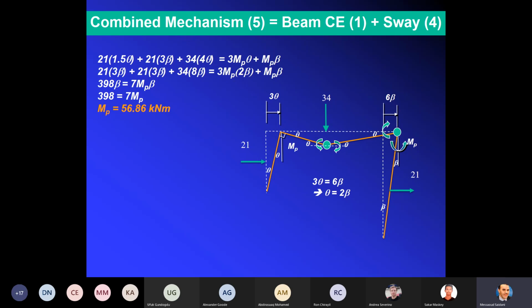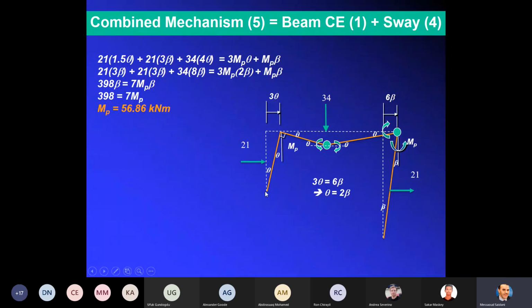Okay, now what's the next thing? The next thing is we need to consider a combination this time. Remember, we have got a beam mechanism on this side and the beam mechanism on this side here. So the next thing is to consider combining this mechanism here with the beam mechanism for column EG. Now you can ask me, why don't we consider combining with the mechanism of this beam?